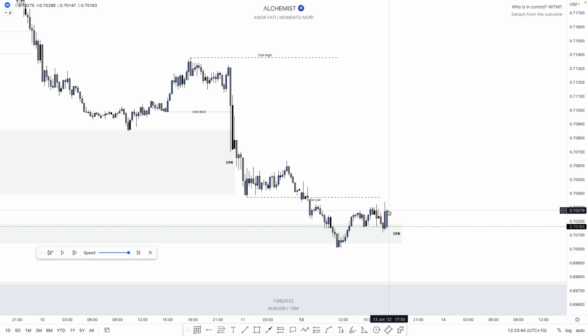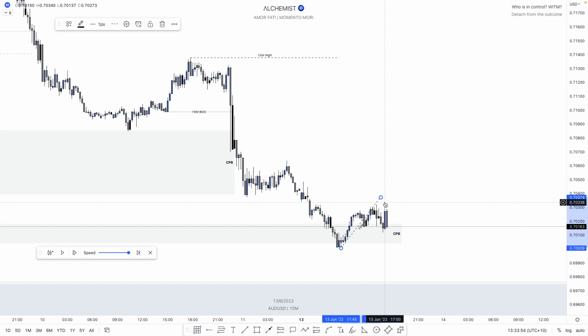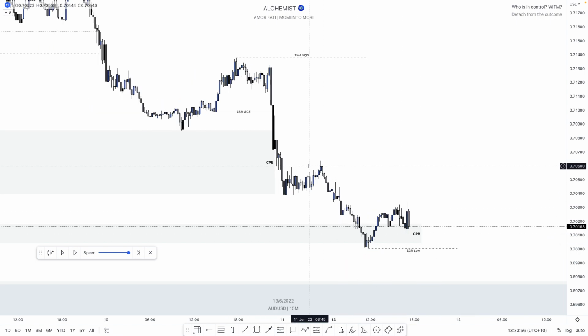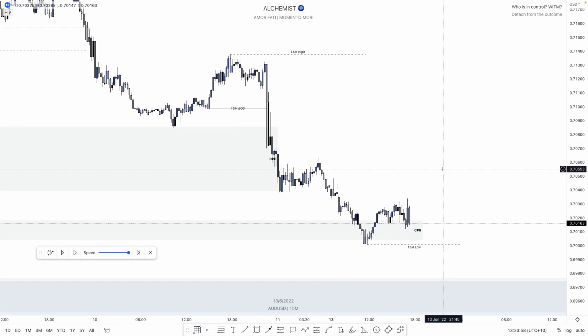In Sydney, the London Open is at 5 p.m. So this would have been the London Open candle just here. We can get rid of that. Well, actually, we can just move it down here. Perfect.